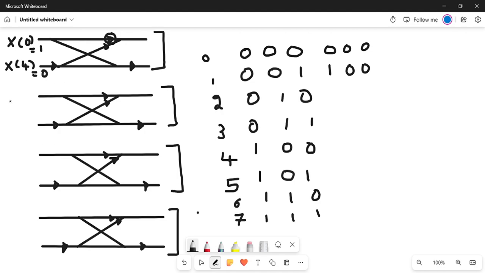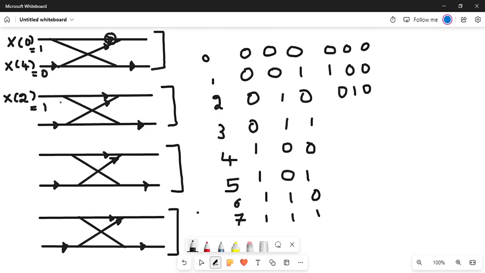So x of 4 is equal to 0, and this is x of 2. 2 is 0 1 0, the same, right? When it gets bit reversed, it remains the same. So x of 2 is once again equal to 1. So this much you need to remember, students. This is the same for all the problems, which is the bit reversal for the 2-point DFT input.